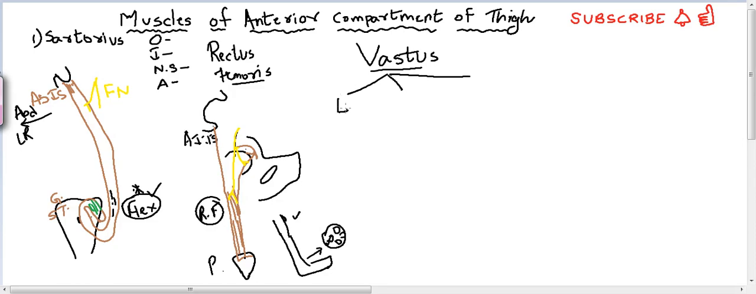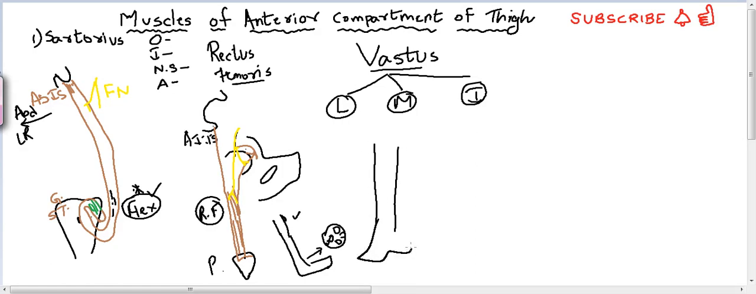So what is this lateralis, medialis and intermedius? Let's see this without much delay. So I'll just show you the diagram of the femur, simple line diagram.